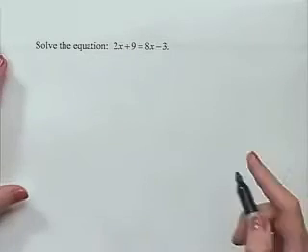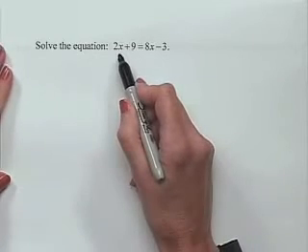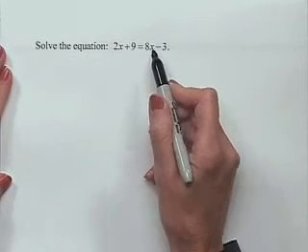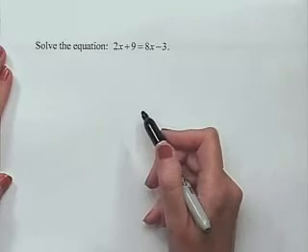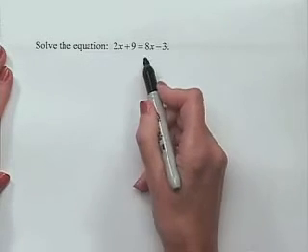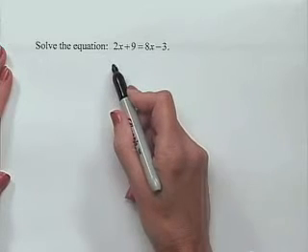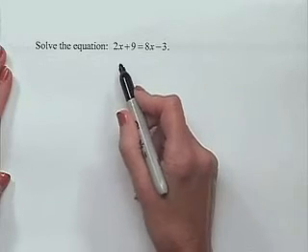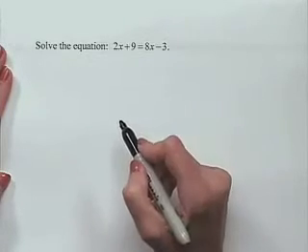Now let's look at another equation to solve. Solve the equation 2x plus 9 equals 8x minus 3. In this equation, we'll note that we have variable x on both sides of the equation. Our first step can be to try to put our terms that have x in them on the same side of the equation. Now we have two options. We can end up trying to get the terms with x on the left-hand side of the equation, or we can try to get the terms with x on the right-hand side of the equation.